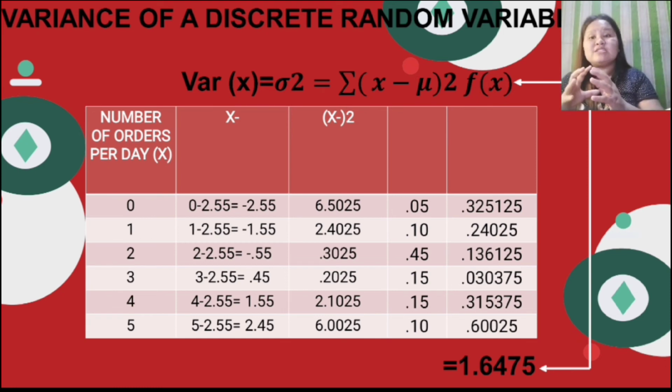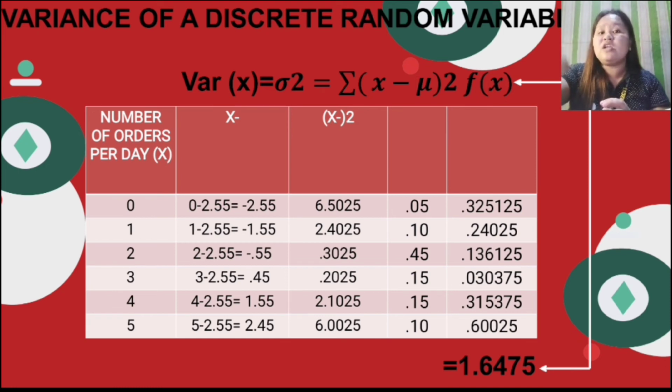So as our second column is calculated, we need to multiply it, the deviation from the mean, by itself, because it is squared. In the fourth column, we list all the probabilities associated with each number of orders per day. These probabilities are already given in our example, so we don't need to find them.